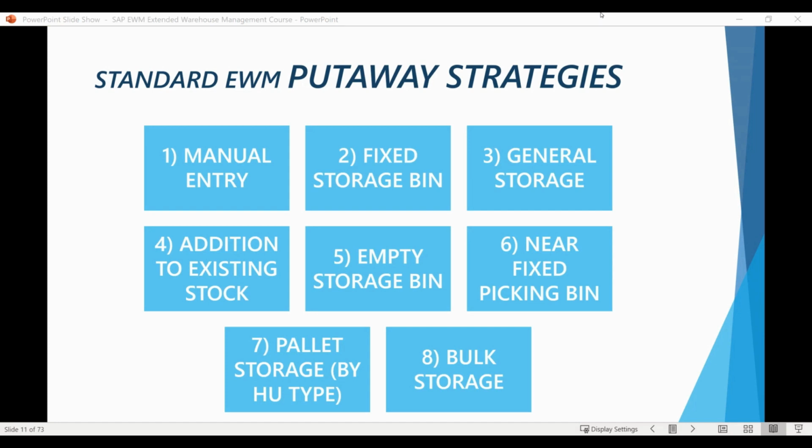EWM module provides 8 standard put away strategies that you can use in your warehouse. It's also possible for you to modify these standard strategies and make your own rules. Together with the product-specific settings maintained using product master data, the system is using the put-away strategies to automatically determine the most suitable storage bin for received products. The purpose of these strategies is to optimize the use of the warehouse space and maximize the efficiency of your inbound process.